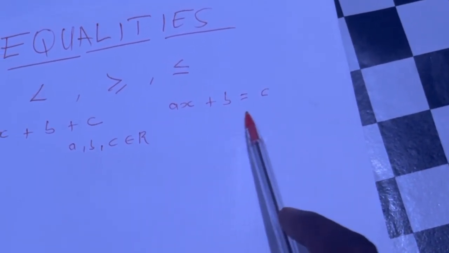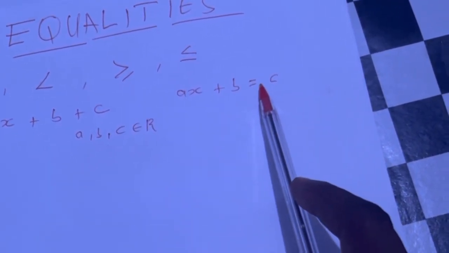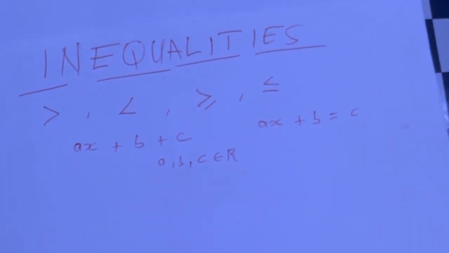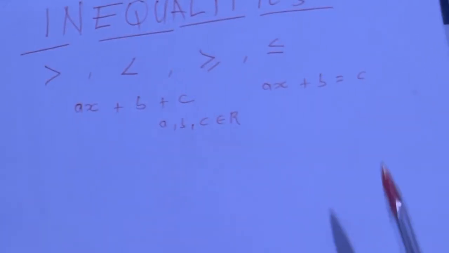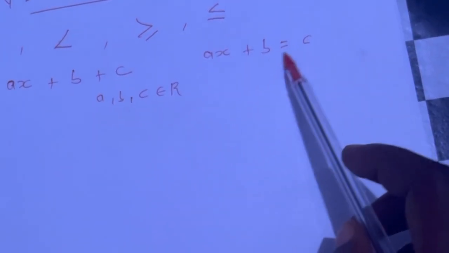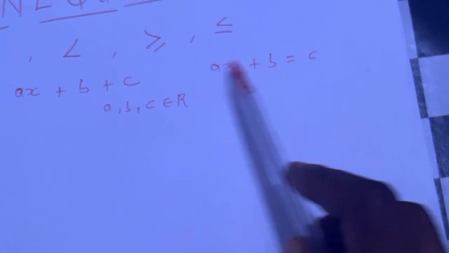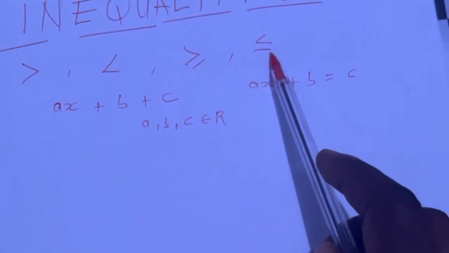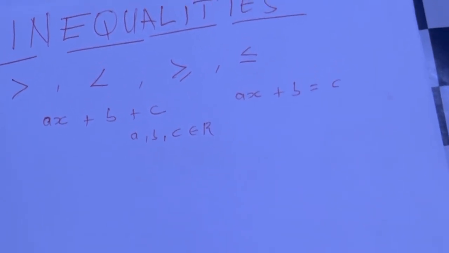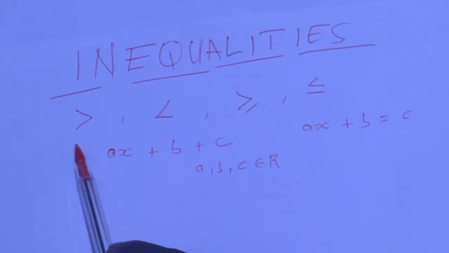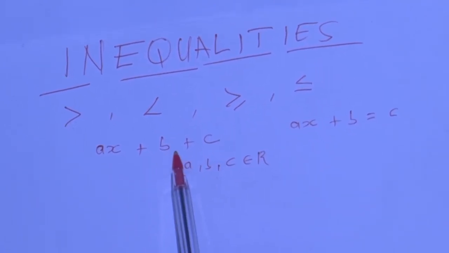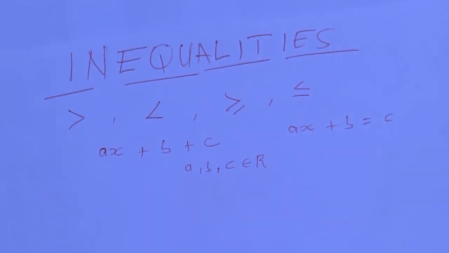Why is this one an equation? It is an equation because of the equality sign. Now, what I want us to take note of is that whenever the equality sign in this equation is replaced with any of these signs of inequalities, then we have what is termed an inequality. Or when we introduce an inequality sign in the algebraic expression, again we have an inequality.